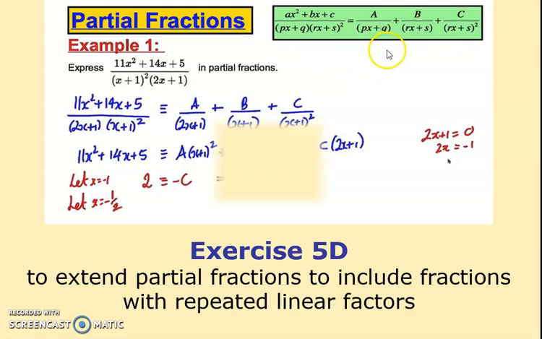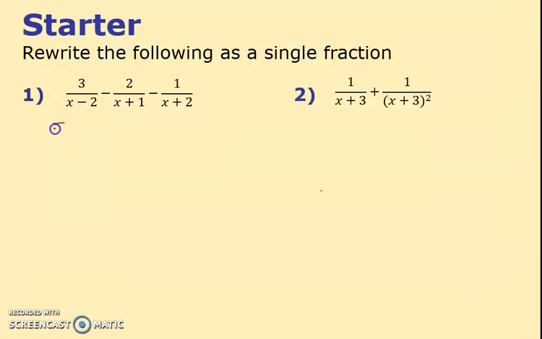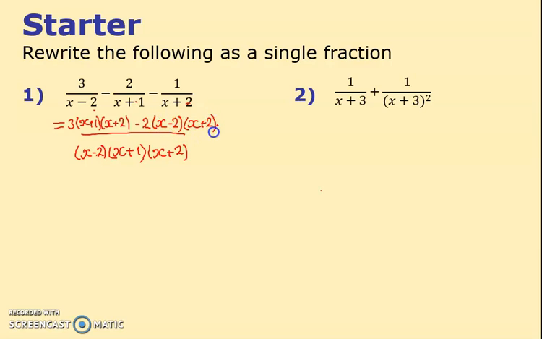So let's have a look at a little starter just to remind you of why we're trying to do this. This is adding together some fractions, subtracting fractions as well. And you should recall that on these you tend to put them all over a common denominator. And because nothing goes into all three of them, you end up having to write all three of them on the bottom, which is easy enough. So the x minus 2 has gained these two on the bottom, so it's 3 lots of x plus 1, x plus 2. The x plus 1 has gained the other two, so it's minus 2 lots of x minus 2, x plus 2. And the last one, the x plus 2, has gained these two, so it's minus 1 lot of x minus 2, x plus 1.